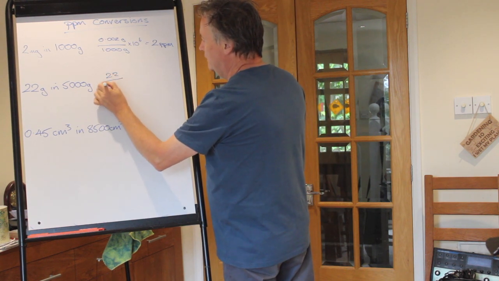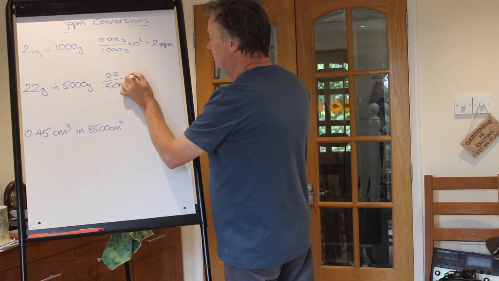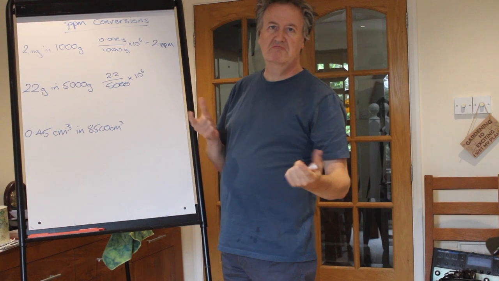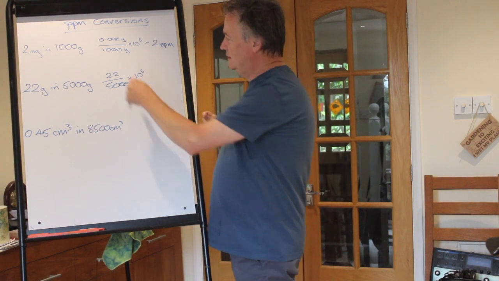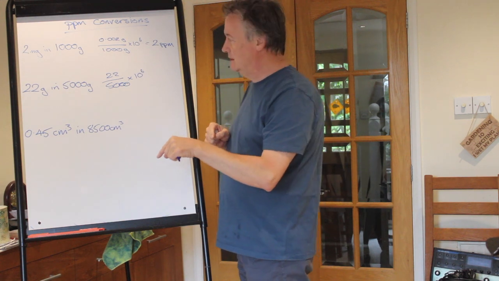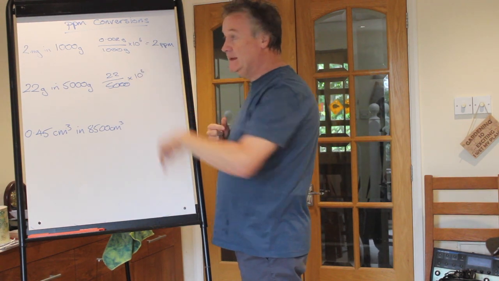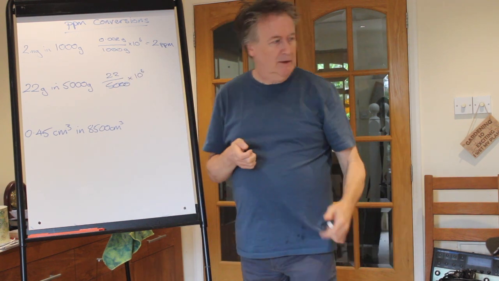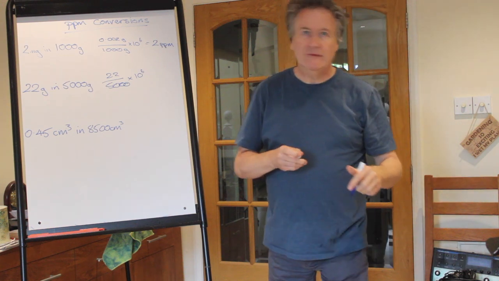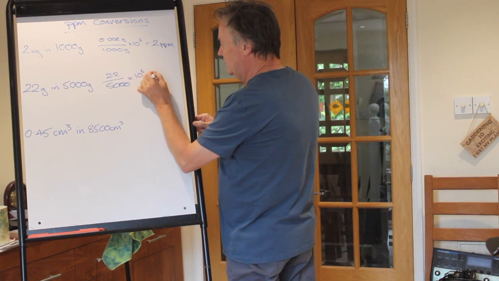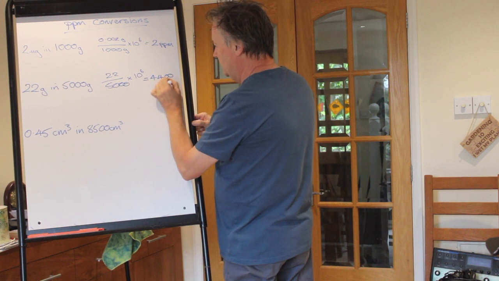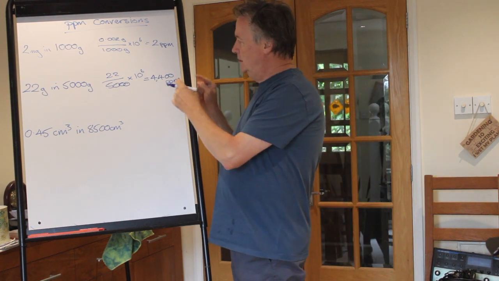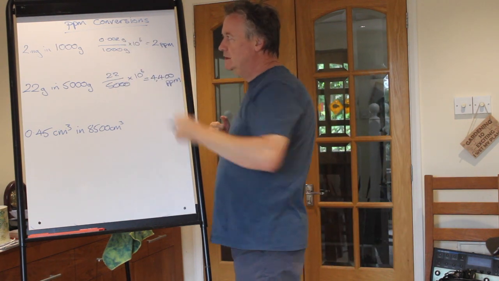So 22 grams in 5,000. So 22 grams over 5,000 multiplied by 10 to the 6. Now, if I was doing that on a calculator, what I do personally is 22 times 10 to the 6. I put that into the calculator as standard form, and then divide by the 5,000. But it's up to you, it's not that difficult. I don't remember the answer, I just had a quick look. Oh, there we go. And that is 4,400 ppm. So, much bigger as a concentration in ppm, this one than that one.